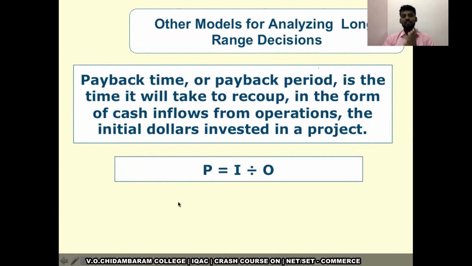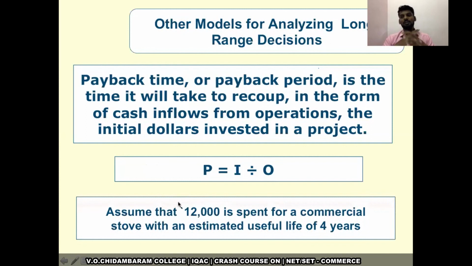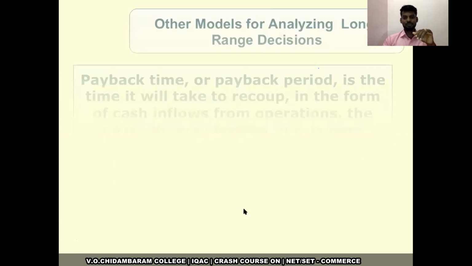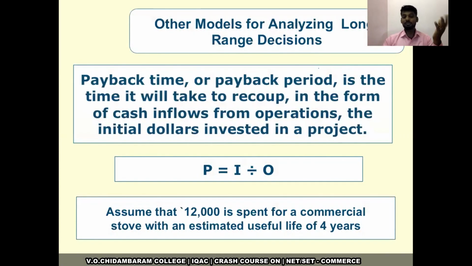Then, the other model of analyzing long-term decisions is the payback period. It is a non-discounted cash flow method. Payback period is very simple. At what year am I going to get my initial investment back? For example, in the same criteria, assume that you have invested about 10,000 rupees. Let us take it like that. The estimated life of that particular asset is 4 years.